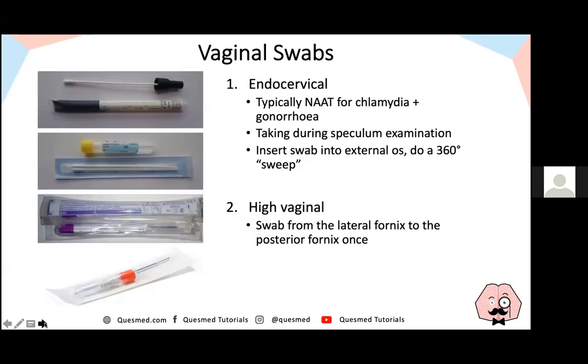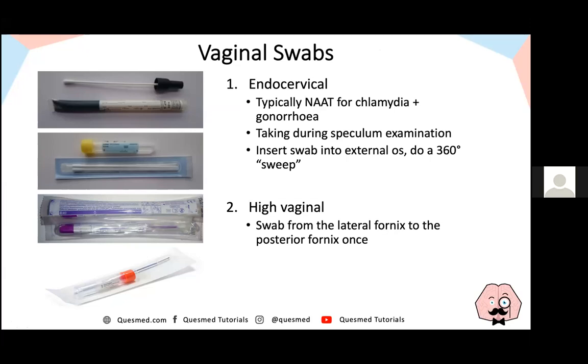So swabs are going to be different depending on where you're going to work. Swabs come in all shapes and colours, so don't take this as gospel as to what swabs will look like. Swabs generally are either PCR or NAT swabs, so they are amplification swabs. They are to test specifically for specific organisms, usually chlamydia and gonorrhea. To take that, you normally take an endocervical sample, so you just pop your swab just into the external os and do a 360 sweep.